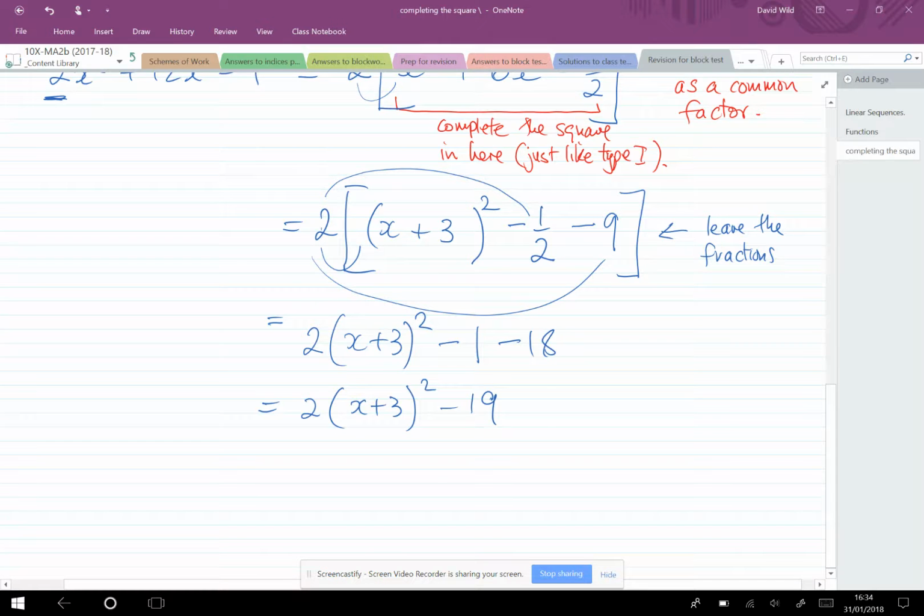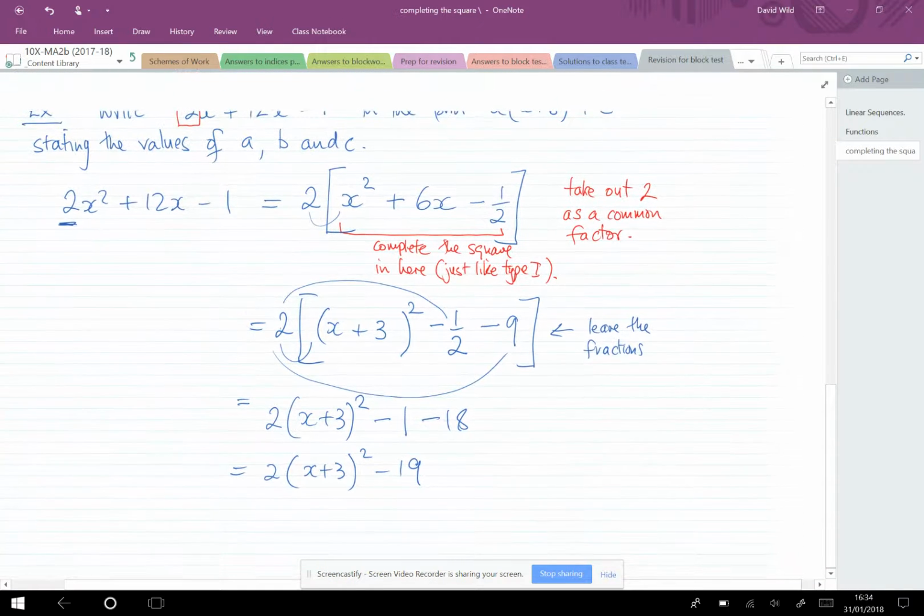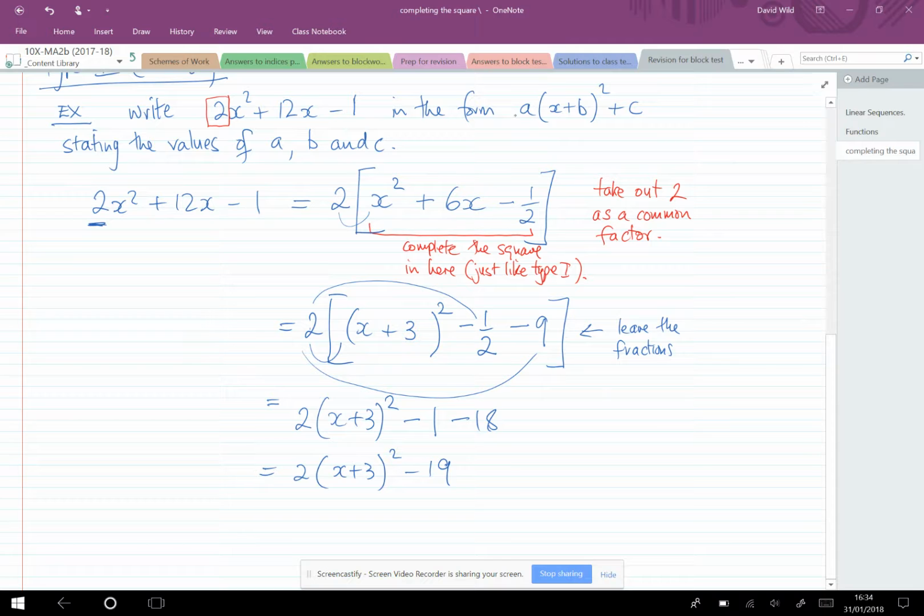The question told us to state the values of a, b, and c. So a is the number that goes before this squared bracket. So a is 2. That's this 2 here. b is the number inside here. We're taking care of our signs just in case. This is x plus b, x plus 3. So b is obviously 3. And finally, this says plus c. We've got minus 19. So c must be minus 19.